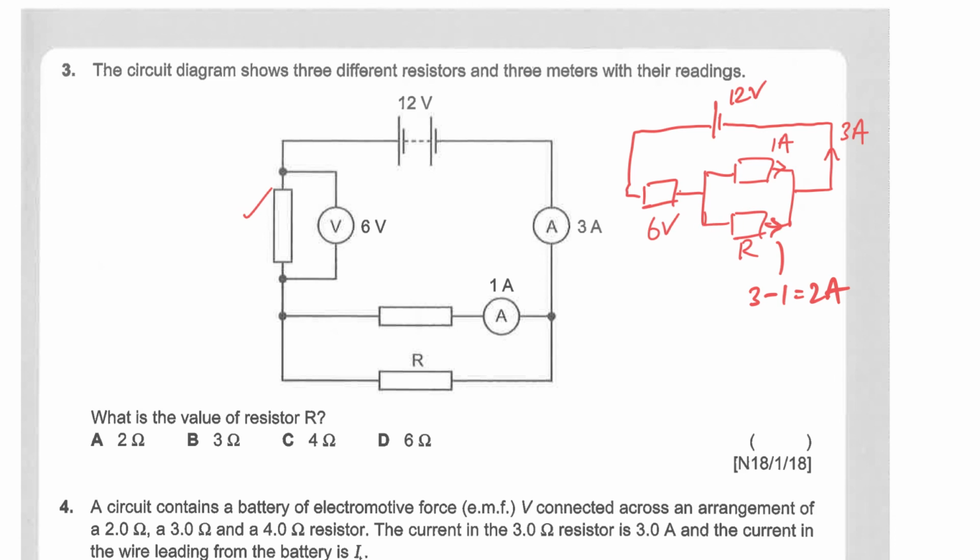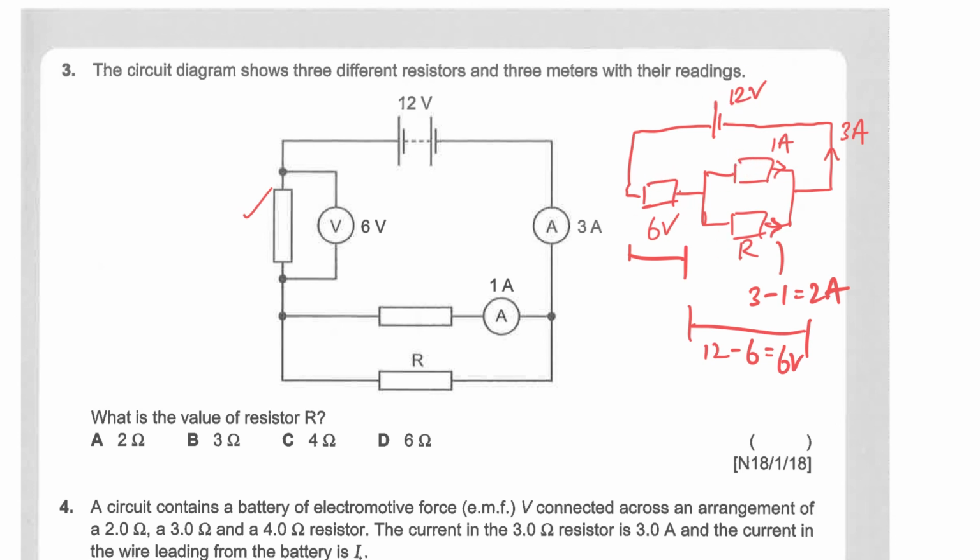Alright, so if we know that, another thing we need to know now is that this resistor is in series with these two. Of course, these two are in parallel. So what I know is because the potential difference across here is 6 volt, the potential difference across here, which is in series, has to be 12 minus 6, which is 6 volt also.